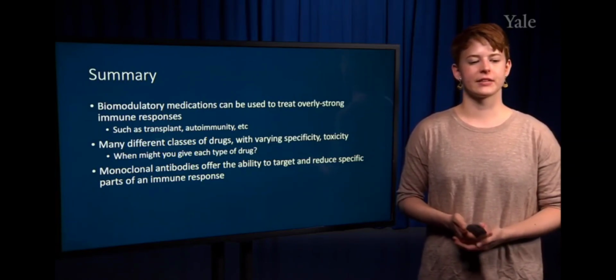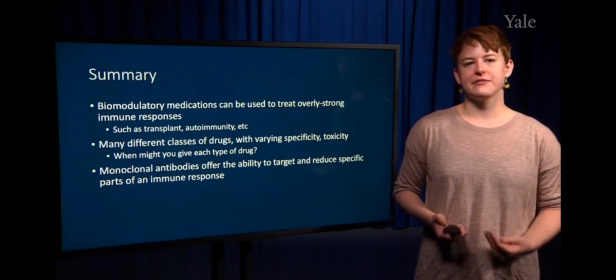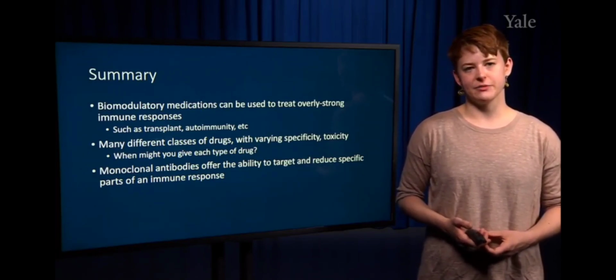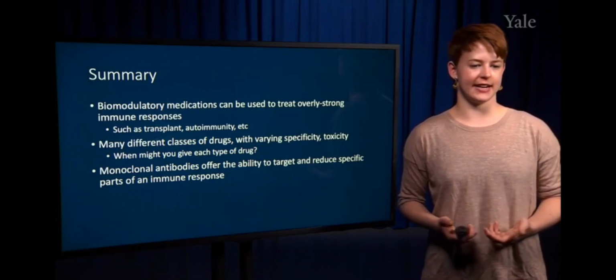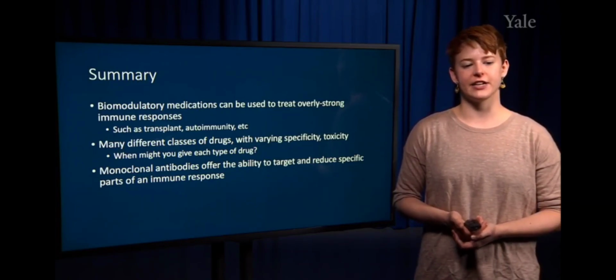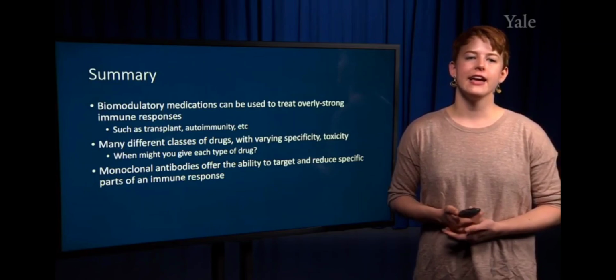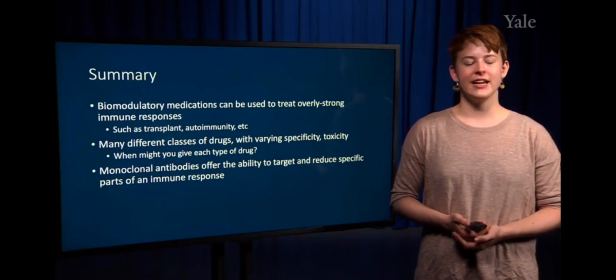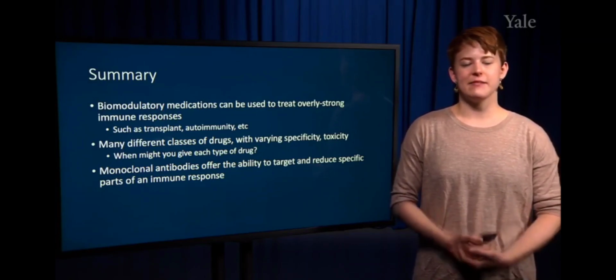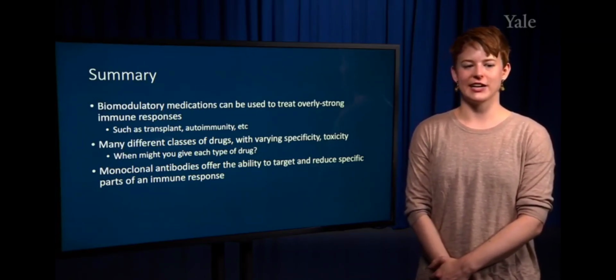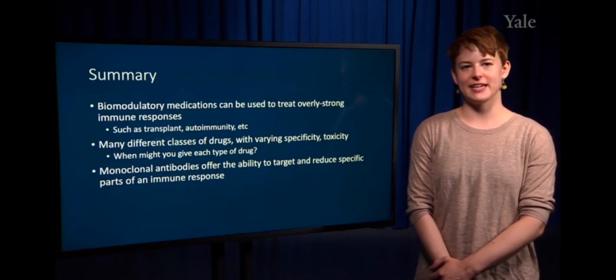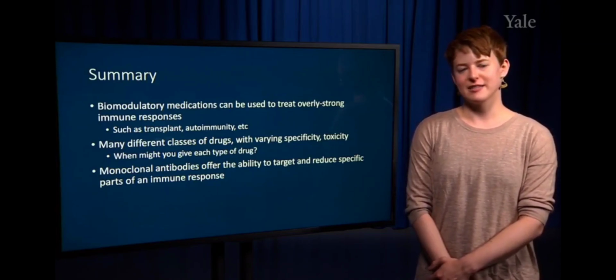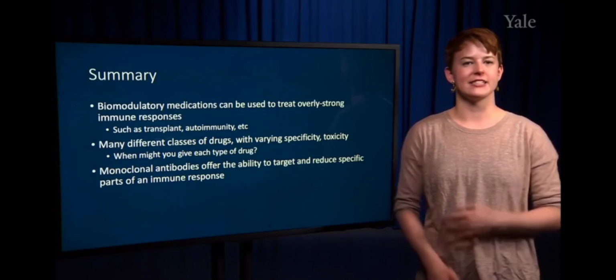And finally, we really focused on monoclonal antibodies, which are an emerging therapy, as these offer the ability to target and reduce specific parts of an immune response. I hope you learned a lot about biomodulatory drugs. In the next few lectures, we'll be discussing parts of the immune system that relate back to this, such as organ transplant and allergy. Thank you.